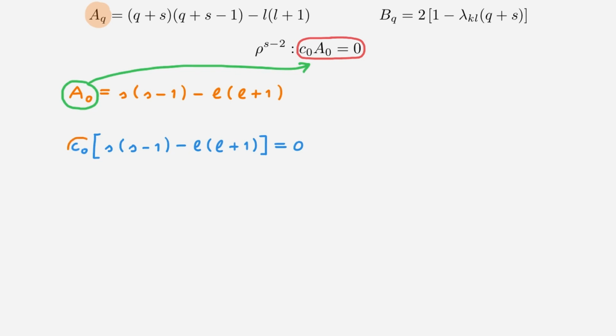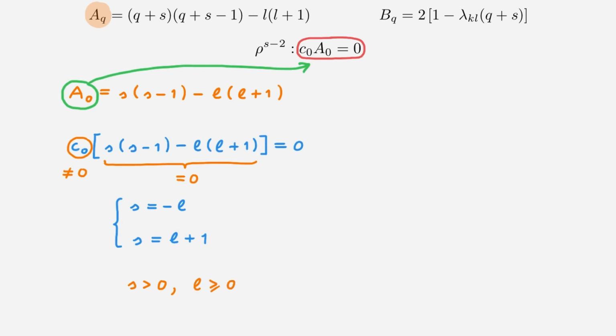Remember that by definition, C0 is the first non-zero coefficient, which means that this bracket must vanish to obey this equation. In principle, there are two possible solutions. Either s is equal to minus l, or s is equal to l plus 1. However, we've established earlier that the boundary condition that forces the function v to vanish at the origin implies that s must be strictly larger than 0. Combined with the fact that the quantum number l is non-negative, these two results together mean that the first solution up here is not consistent with the boundary condition. As a result, the only valid solution is s equal to l plus 1, and this result fixes s.